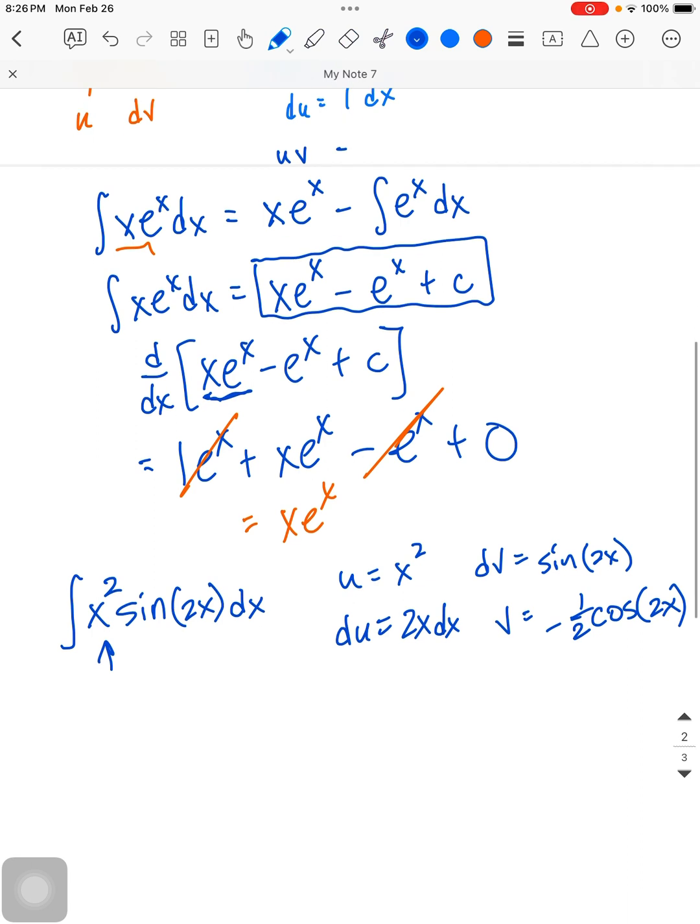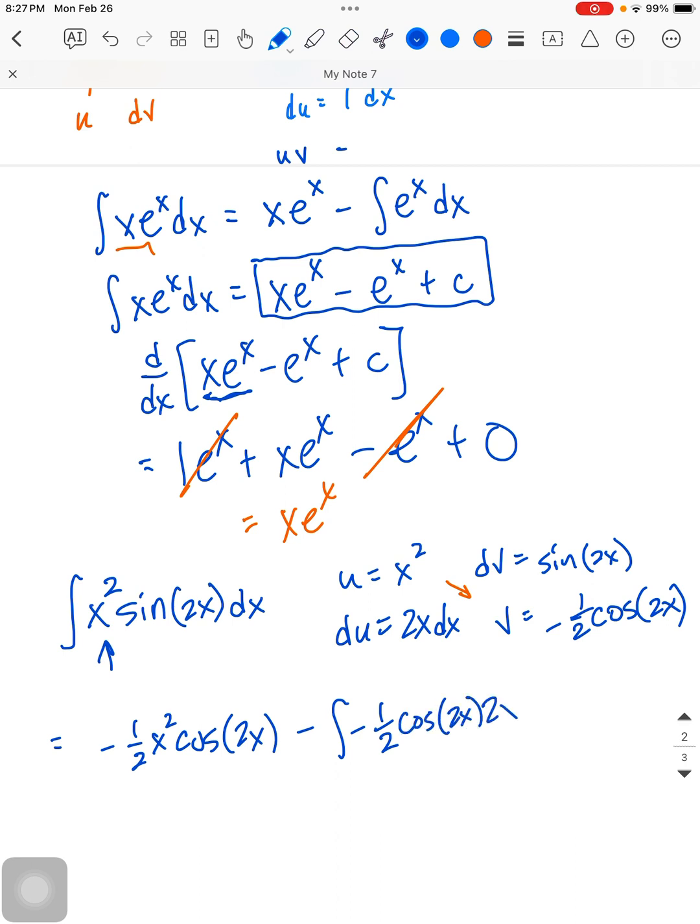And now I'm going to jump right into the integration by parts. So the first part of it, if you forgot, is u times v. So I'm going to have a negative 1/2 x squared cosine 2x minus the integral of v du. So I'm going to write the whole thing out, which is v du.